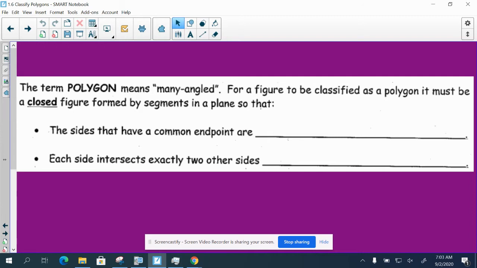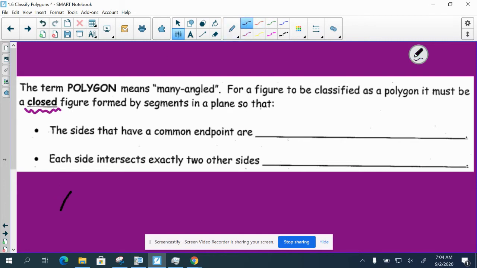So first of all, the term polygon. Let me get out my notes. The term polygon means many angle. So poly means many, gon means angle. For a figure to be classified as a polygon, it must be a closed figure. That means that there can't be any open gaps in the figure.